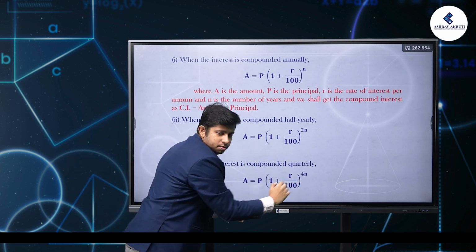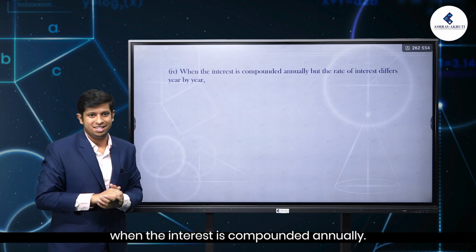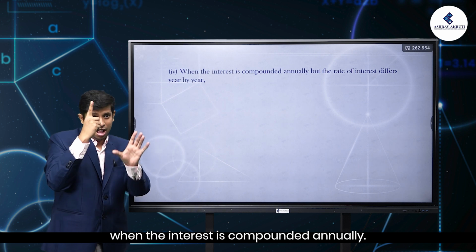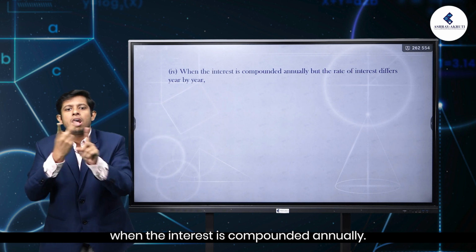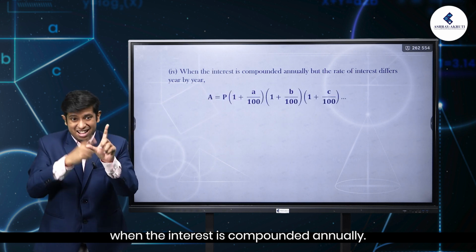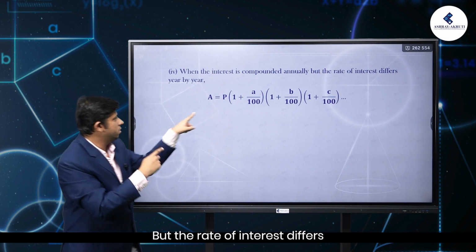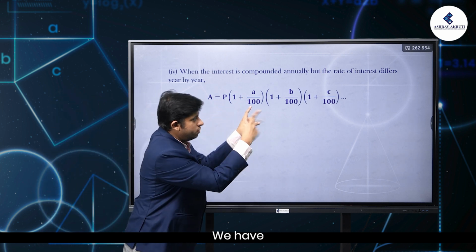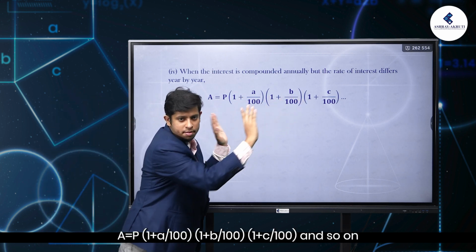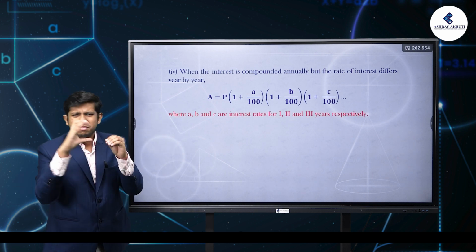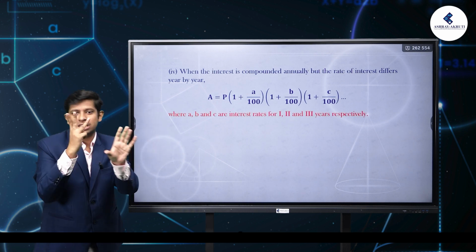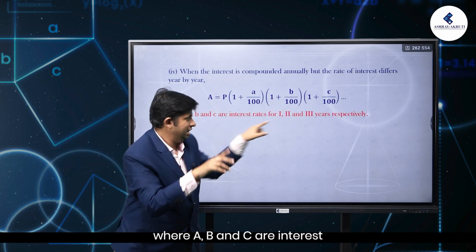When the interest is compounded annually, but the rate of interest differs year by year, we have A equals P of 1 plus A by 100, 1 plus B by 100, 1 plus C by 100 and so on, where A, B and C are interest rates for 1, 2 and 3 years respectively.